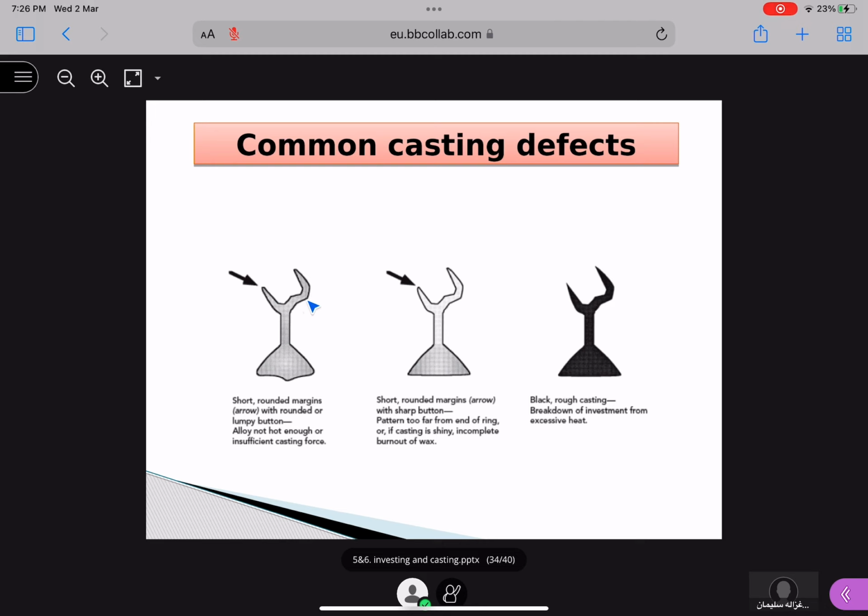If you see here, short and rounded margins mean not enough or insufficient casting; it will not flow directly there. If it is short, rounded margins, also with a short, sharp button, the pattern is too far from the end of the ring. If the casting is shiny, there is incomplete burnout of the wax. And if it is a black rough casting, that means breakdown of the investment from the excessive heat.